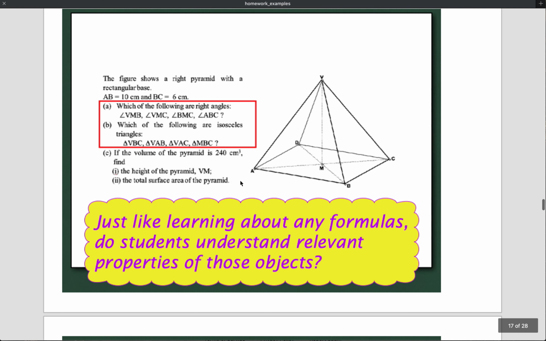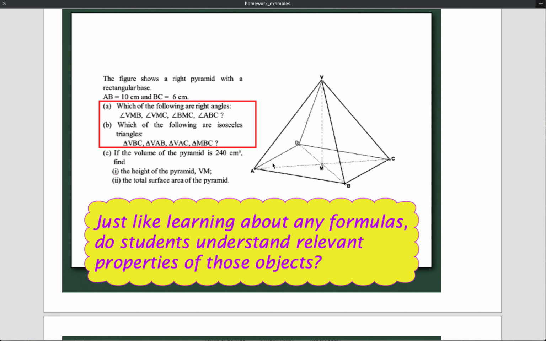So we turn to another topic. This one is about mensuration. It's about finding the volume or surface area of a pyramid. The original question is part C. The ones highlighted in A and B are the additional parts after modification. The reason for adding parts A and B is to emphasize the importance of understanding the properties of the geometric objects. Even though some students may go directly to part C, and most textbooks focus only on part C, talking about how to do the calculation, in fact parts A and B are the essential elements of understanding the calculations.